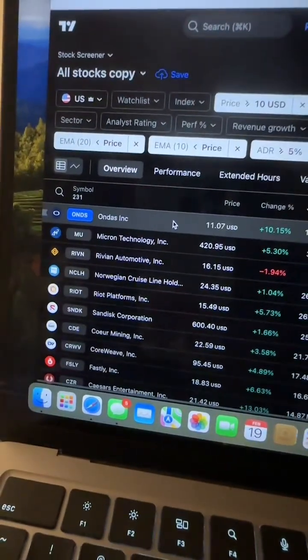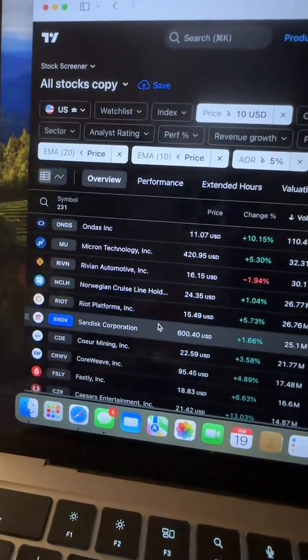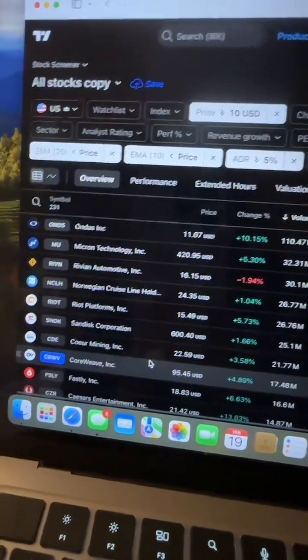Today at the top it's showing ONDS, MU, SNDK, CoreWeave, all strong stocks that I've been trading for a long time. Now that we have our stock screener set up, in my next video, I'm going to be going over my actual pre-market scanning process. I'm going through these tickers, and when I'm pulling up these charts, what am I actually looking for? So make sure to follow along for day 9.